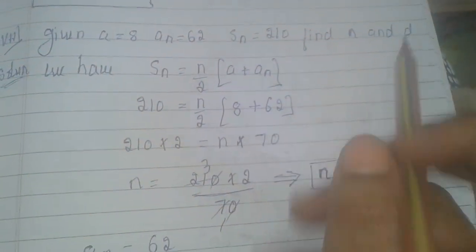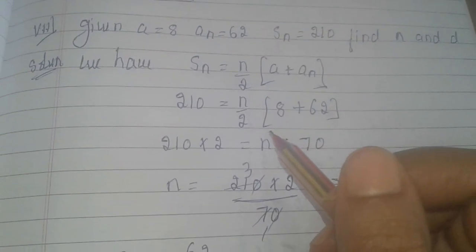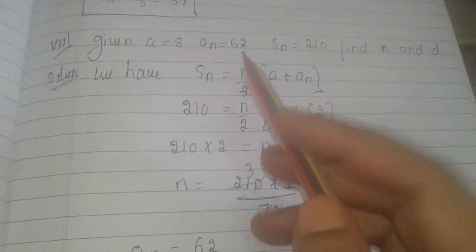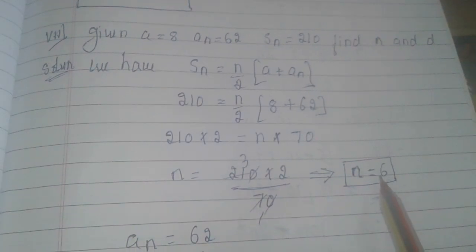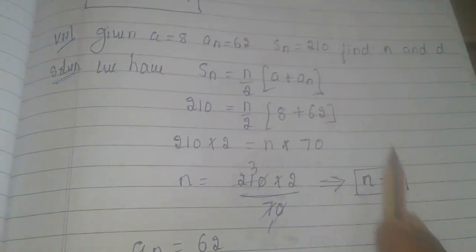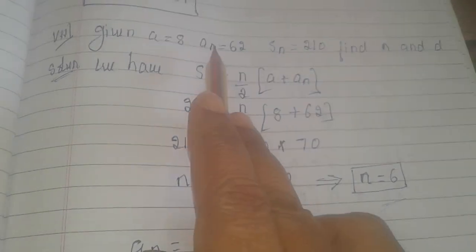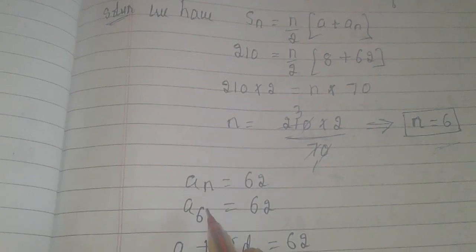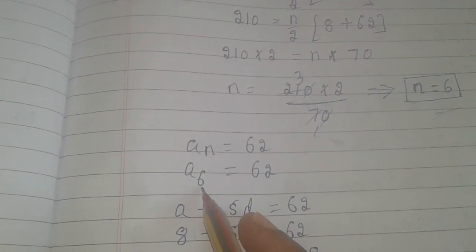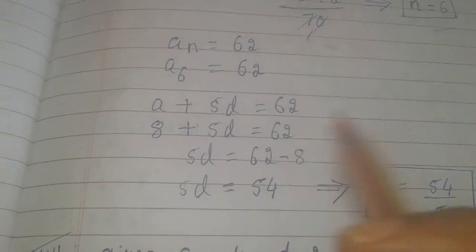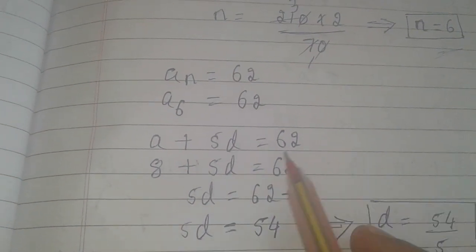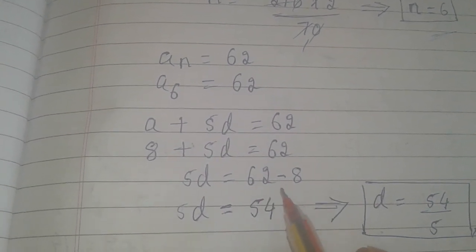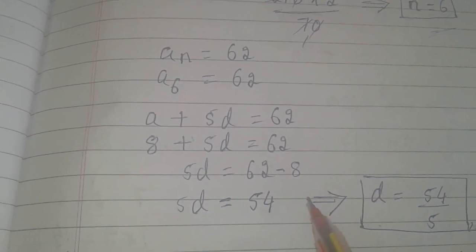Now he is asking to find d. How to find d? Again do you want to take the first sum of n terms formula, or is there any other way? Yes, you have an is 62 and you found n is 6. What is the connection between these two? In place of n I can write 6, so an is replaced by a6, that is the 6th term is 62. Now you can expand: a plus 5d equals 62, a is 8, so 8 plus 5d equals 62, 5d equals 62 minus 8, 5d equals 54.